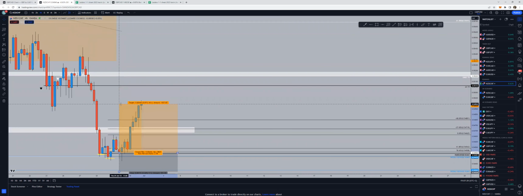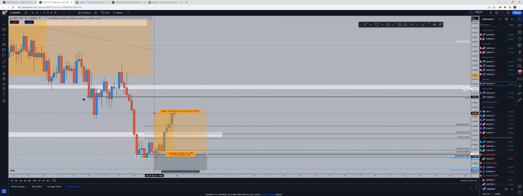2.60% netto gain. So I will take some partials at this 4-hour TP, and then this trade I will take it out for around 4%.